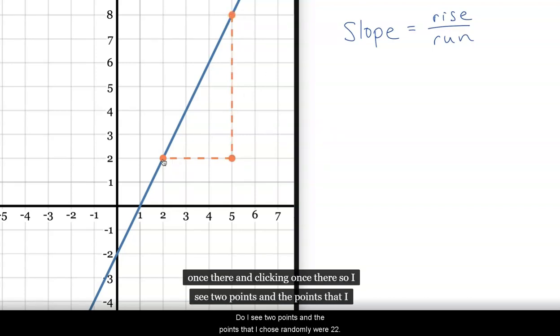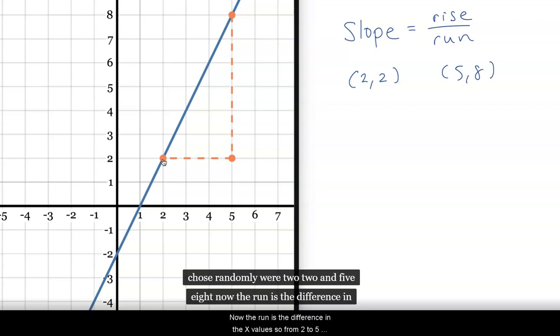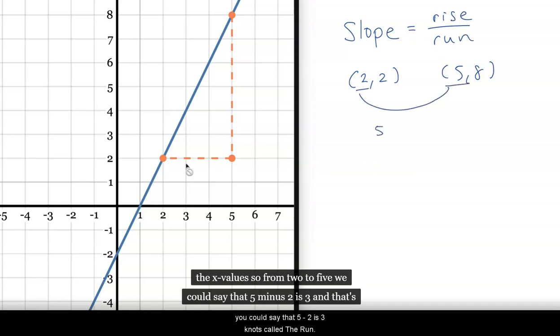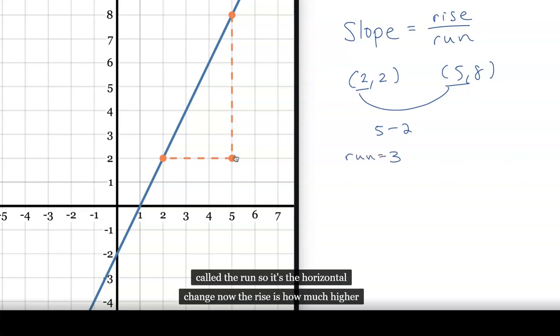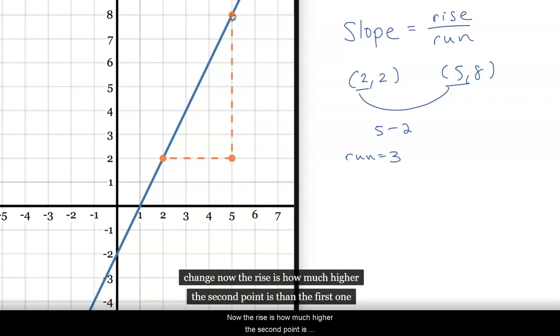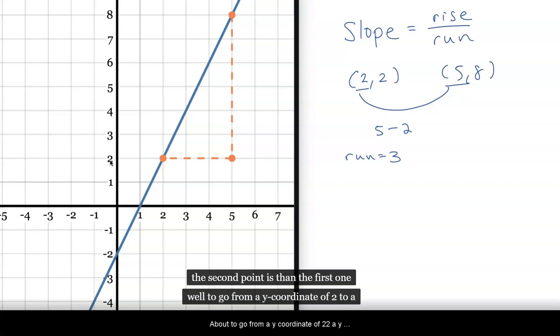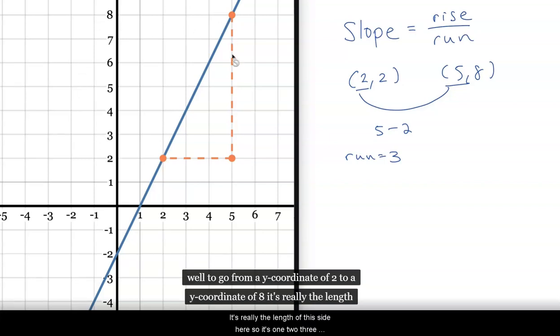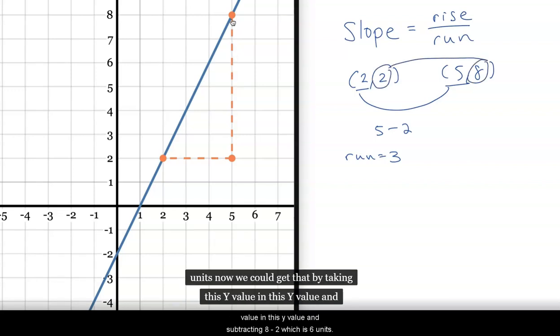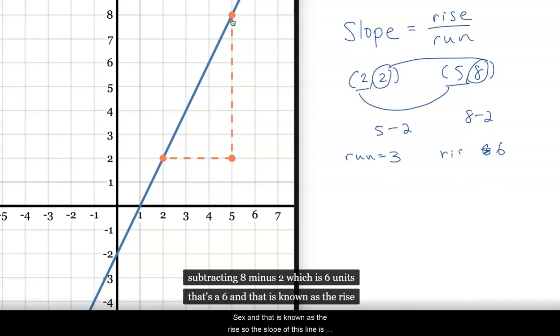So I see 2 points, and the points that I chose randomly were (2, 2) and (5, 8). Now the run is the difference in the x values. So from 2 to 5, we could say that 5 minus 2 is 3, and that's called the run. So it's the horizontal change. Now the rise is how much higher the second point is than the first one. To go from a y-coordinate of 2 to a y-coordinate of 8, it's really the length of this side here. So it's 1, 2, 3, 4, 5, 6 units. We could get that by taking this y value and this y value and subtracting 8 minus 2, which is 6 units. That's a 6, and that is known as the rise.